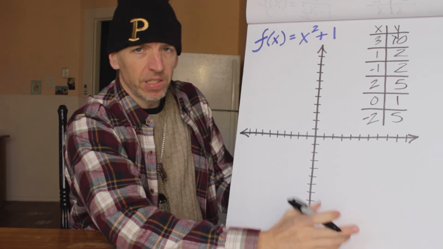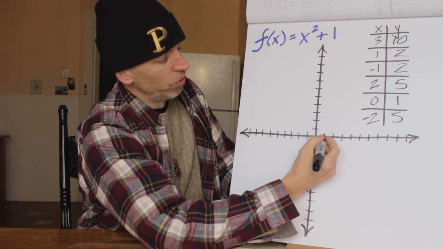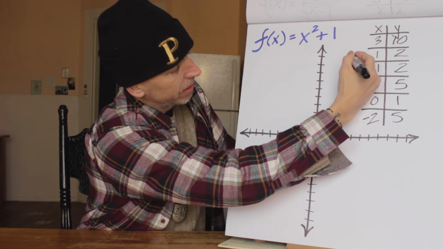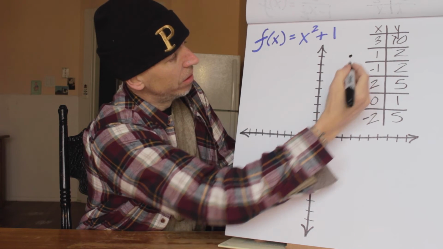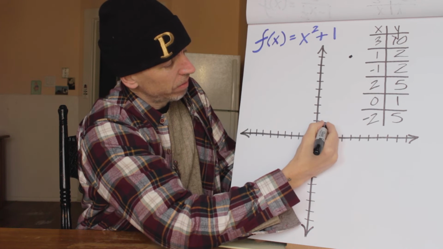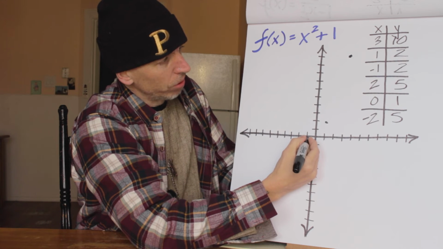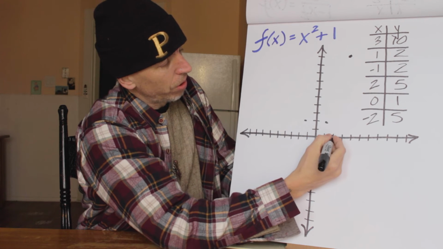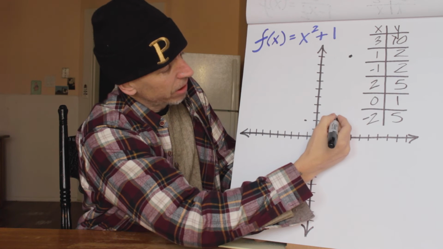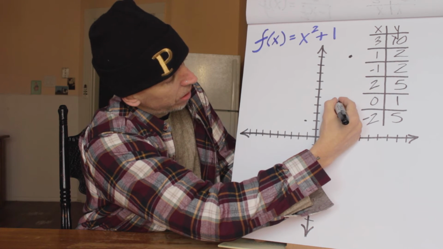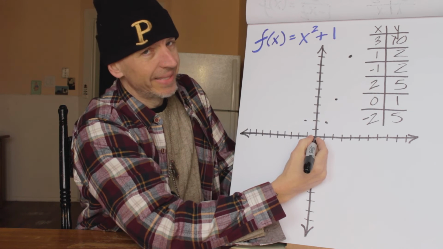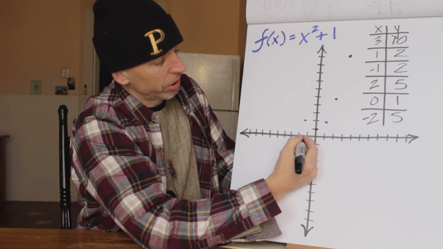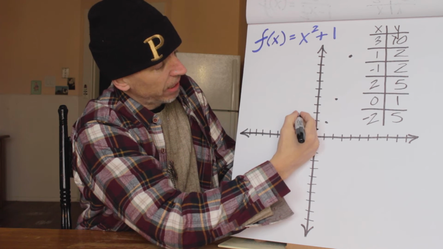And then, same graphing procedure. 1, 2, 3. 1, 2, 3, 4, 5, 6, 7, 8, 9, 10. Dot. 1, 1, 2. Minus 1. 1, 2. 1, 2. Up 5. 1, 2, 3, 4, 5. 0. Up 1. Minus 2. 1, 2, 3, 4, 5.